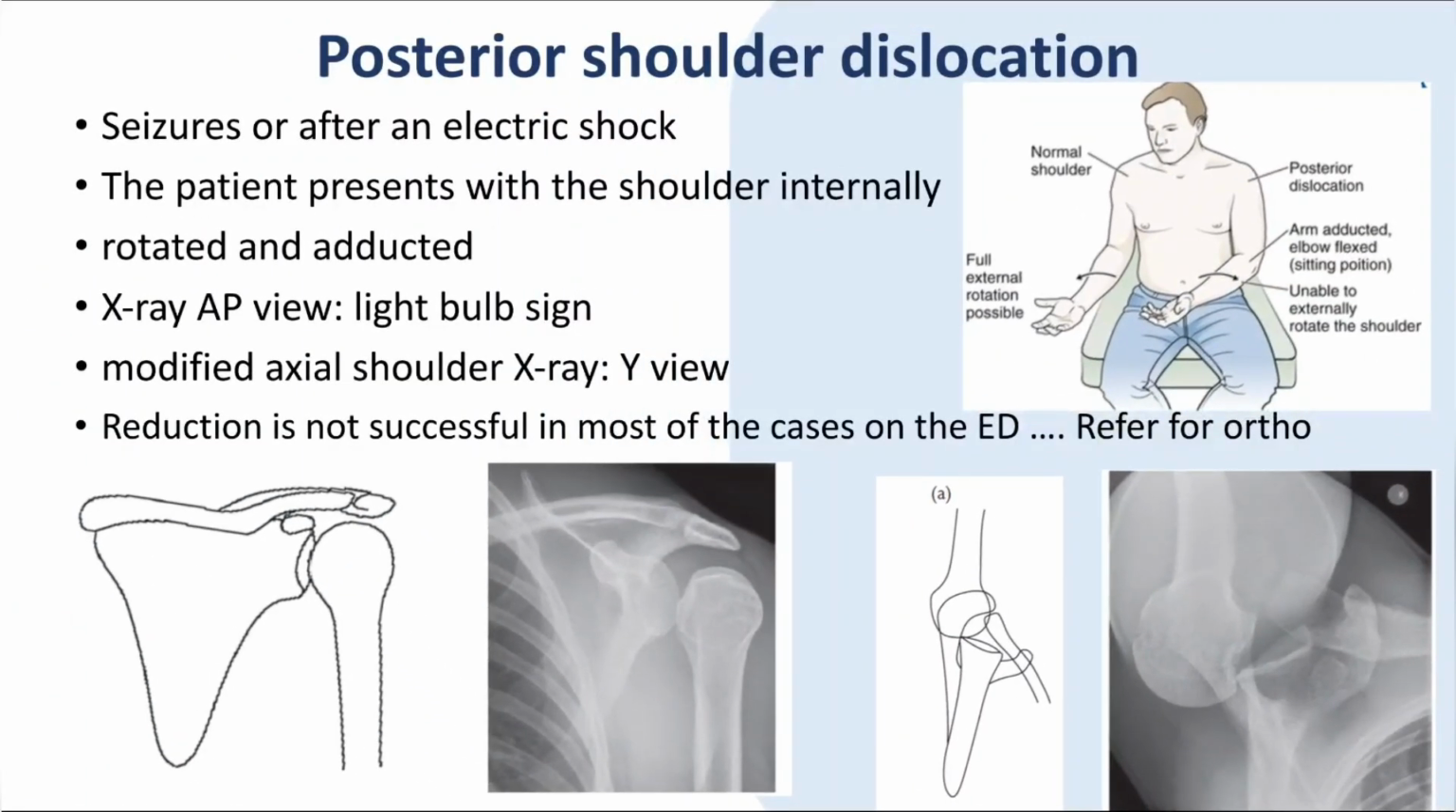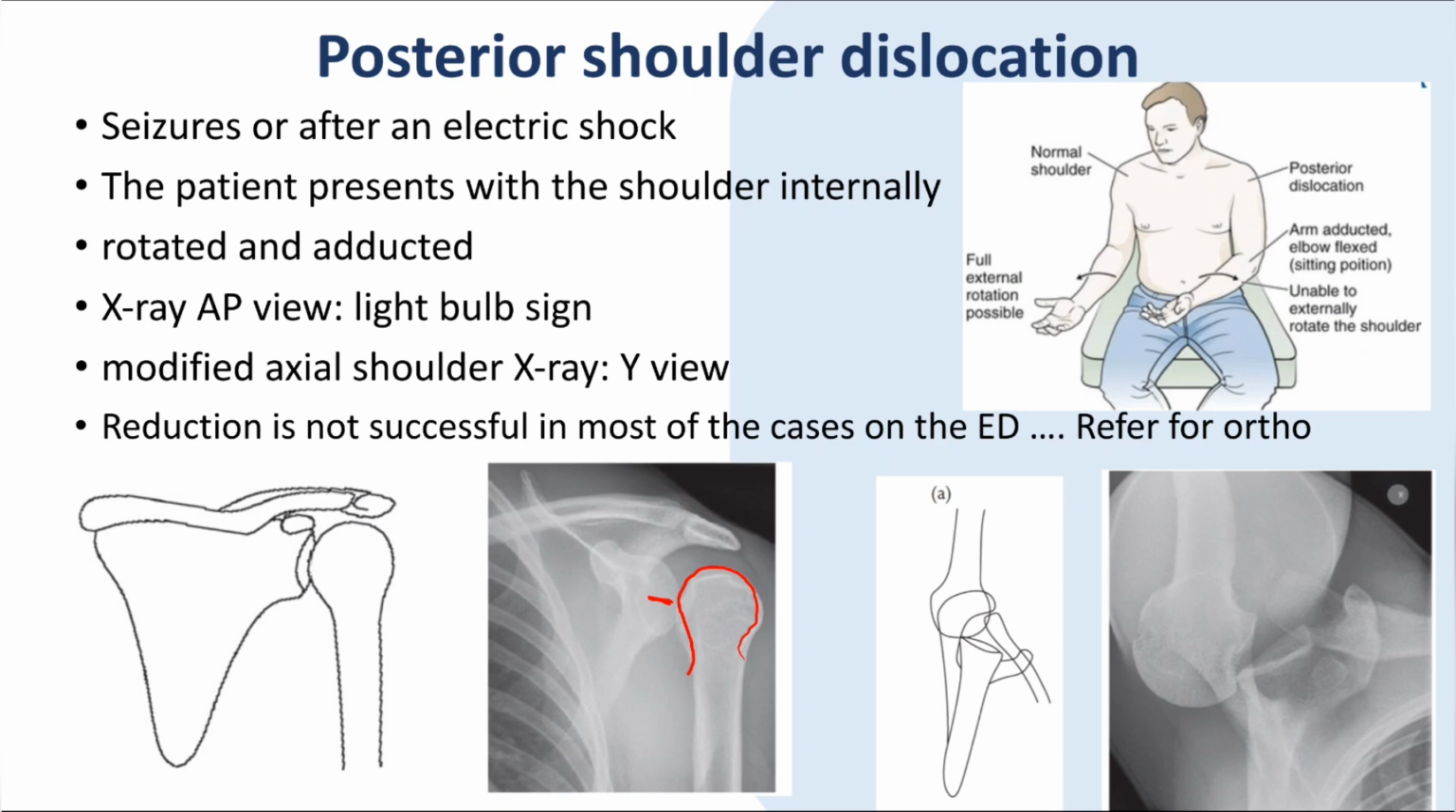Posterior shoulder dislocations are less common than anterior ones, usually occurring due to seizures or after an electric shock. The patient presents with a shoulder that is internally rotated and adducted. If you look at the X-ray on the AP view, it will have a light bulb sign, and there is some distance between the humeral head and the acromion.